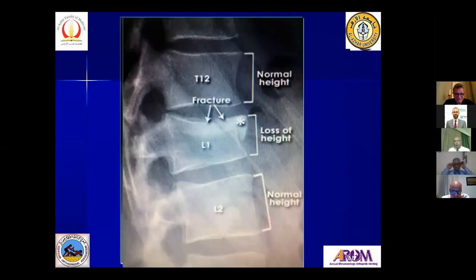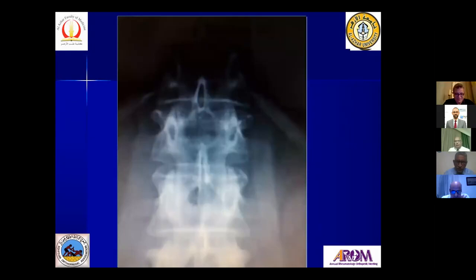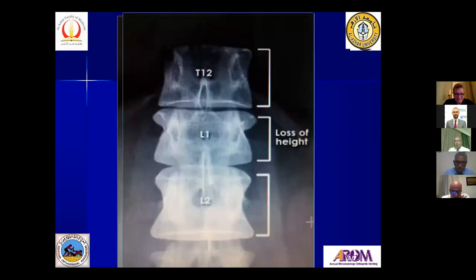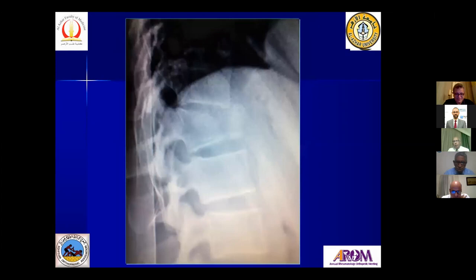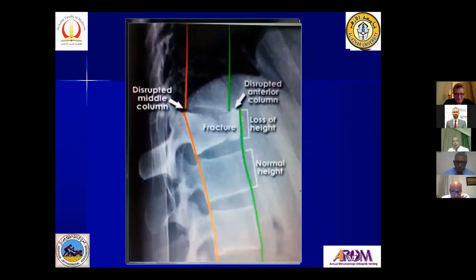This is an example of a compression injury of lumbar L1, which is the transitional zone. There is loss of the height. This is the normal T12 and the normal height of L2. This is an example of the disturbance of the height of the same vertebra, and there is a loss of the height indicated in the AP views. This is an example of a compression injury of L1. This is an example of disruption of the anterior column, loss of the height, and the disruption of the middle column. This indicates a severely unstable fracture.